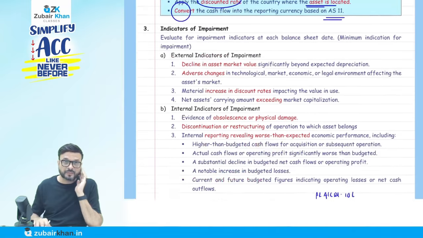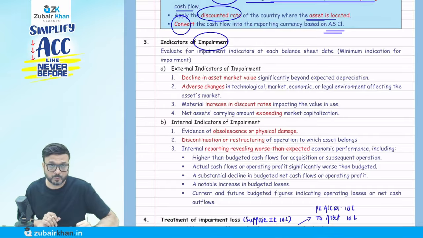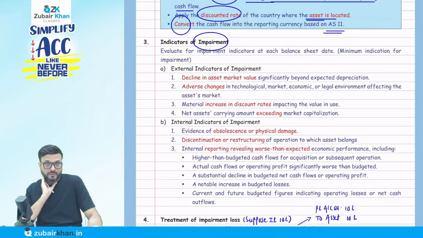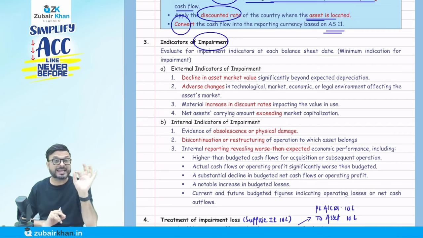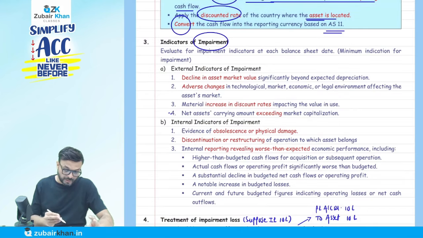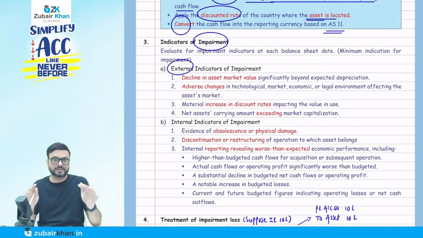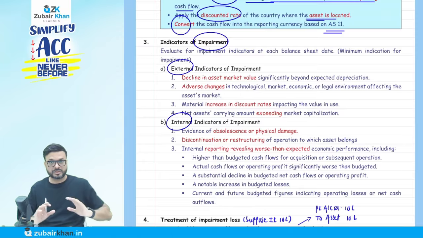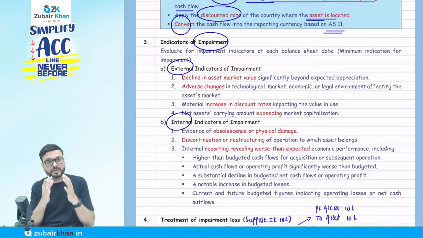Now here they talk about indicators. How do we know that my asset has impairment? I have so many assets, furniture, buildings, like that. How do we find out that my asset has impairment? There are certain indicators, and there are two types. First are external indicators, where outside the organization we come to know there is a possibility the value of the asset goes down. Second are internal indicators, where within the organization we find out that the value of the asset goes down.